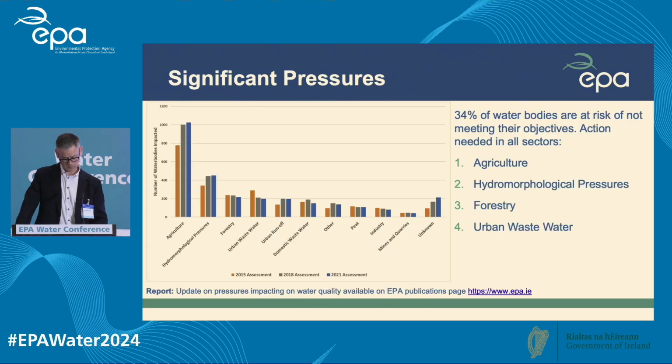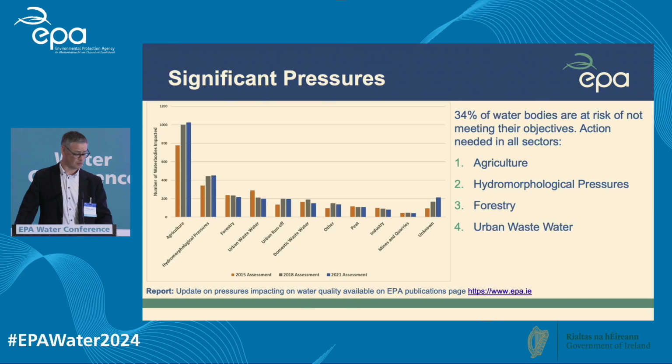If we move on then to the significant pressures, I'm just going to touch briefly on these. 34% of our water bodies are at risk of not meeting their objectives. This is taken from a recent EPA report where we looked at pressures impacting on water quality, and it's available on the website. If you look at the bar chart there, we have agriculture being the main significant pressure, then hydromorphological pressures, which Fintan touched on there. That's the shape, the form, and the flow, really. That's damage to our habitats and our river and water levels, and the barriers as well that we mentioned. And then forestry and urban wastewater.